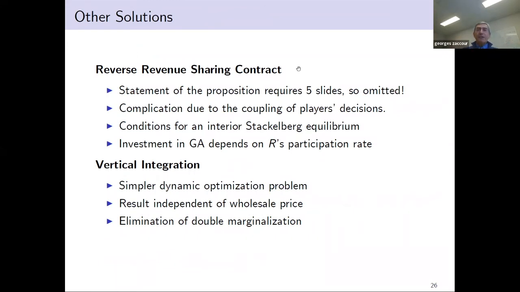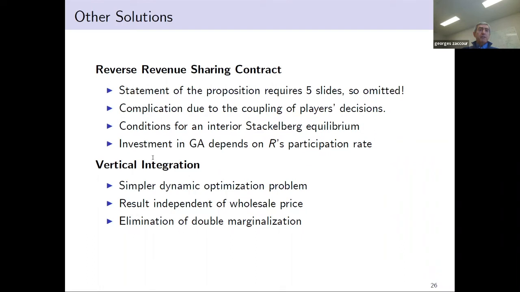And it's much harder to get qualitative insights, although we can always say a few things regarding the relationship between marginal cost and marginal benefits. So what we are providing also in this proposition are the conditions to have an interior Stackelberg equilibrium. And this is important. You will see why in a few minutes.